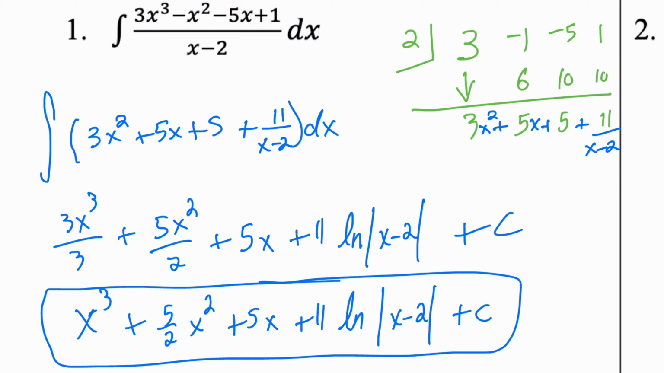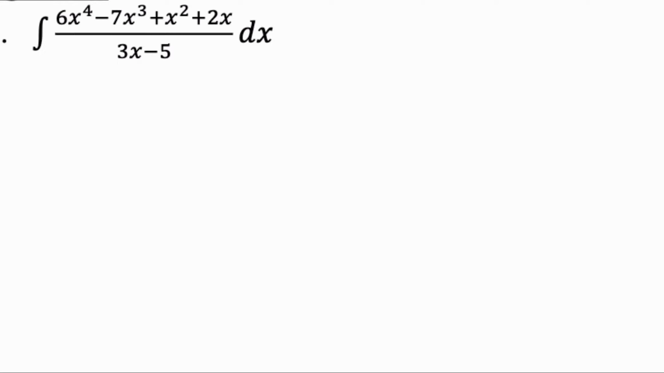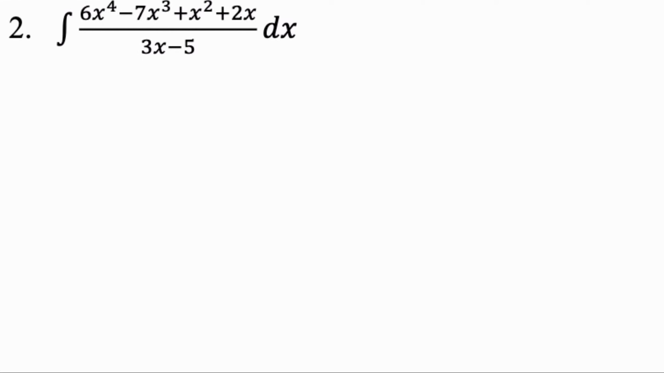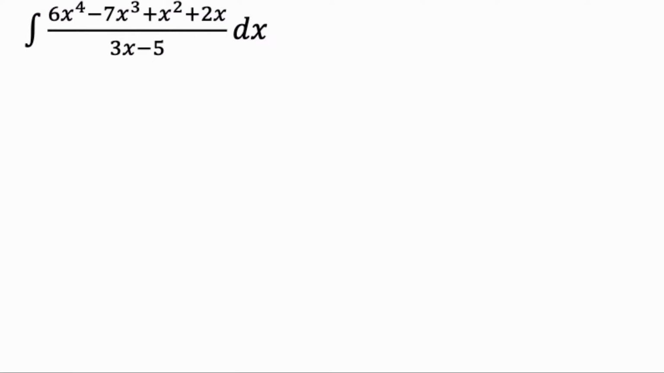All right, next problem. Next problem, we can't really use synthetic division because of that 3x minus 5. Now, there are ways, but they sometimes get a little bit complicated, and it tends to just be easier to end up working with long division here. So what I'm going to do is take that 3x minus 5, and divide it into our numerator, 6x to the fourth minus 7x cubed plus x squared plus 2x.